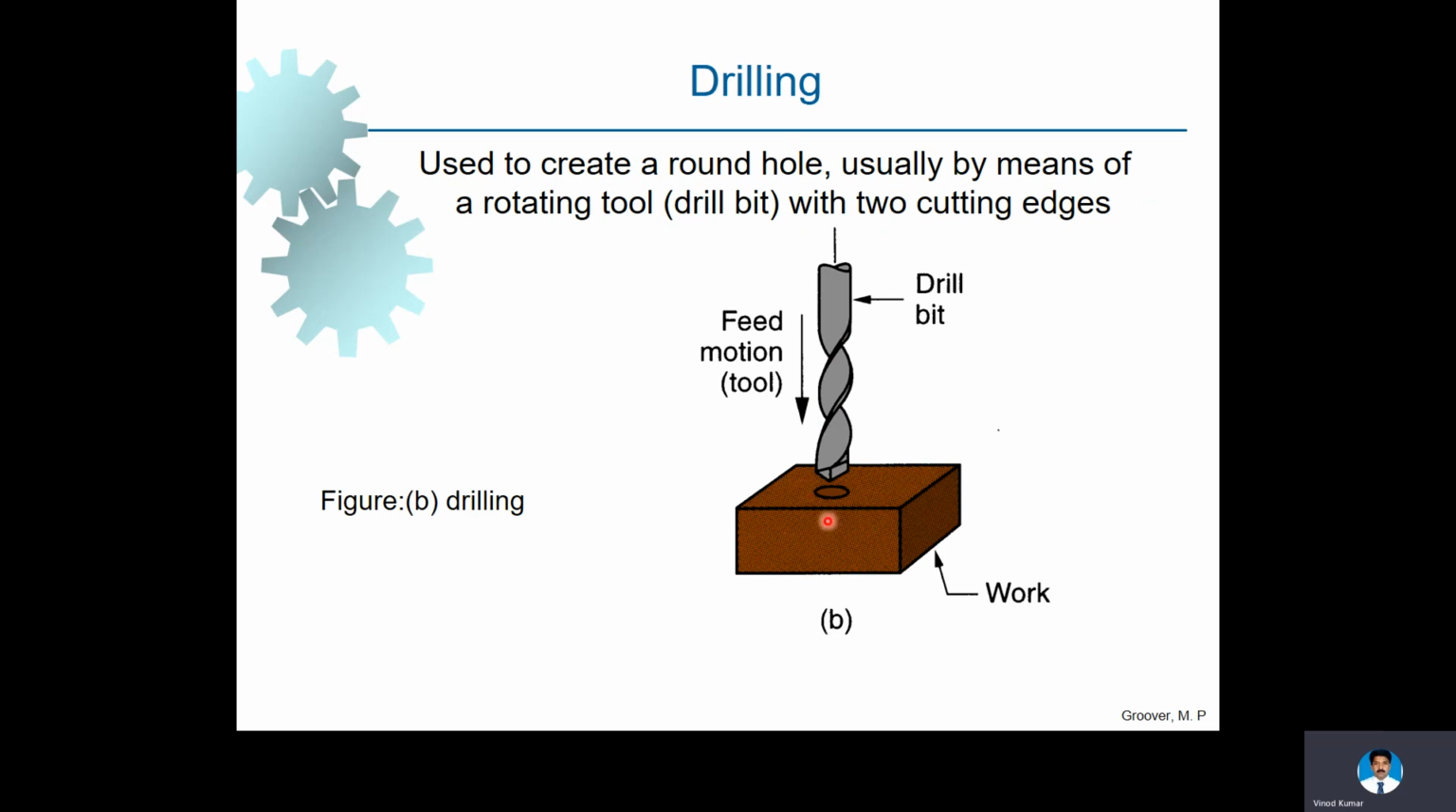Drilling operation is a material removal process in which material is removed and holes are produced. We use a drill bit for that. The feed is in vertical direction.